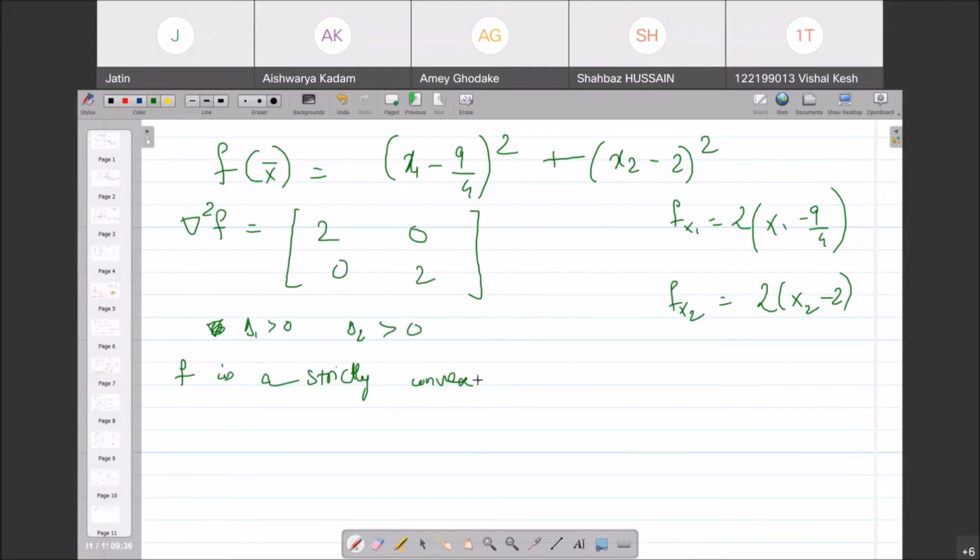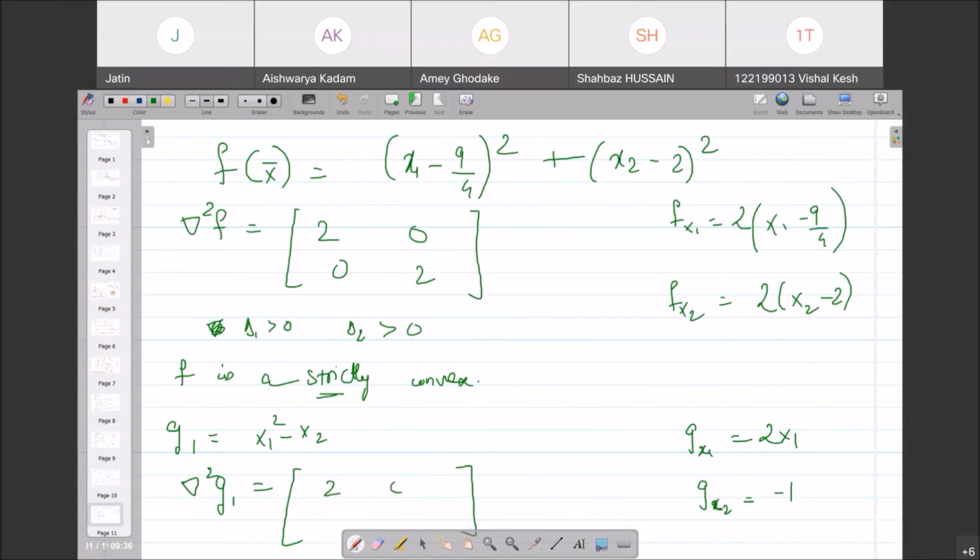When equality comes, you can simply say convex. Even if you say convex, no problem, but I will tell you a reason why I'm saying strictly convex. Okay, what about G1? G1 is nothing but the constraint I wrote: x1 square minus x2. Is this a convex function? Can you find the Hessian?